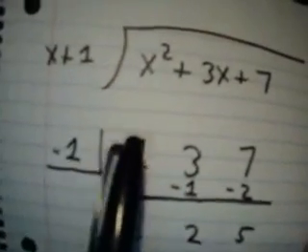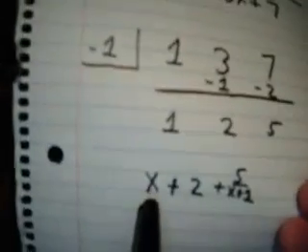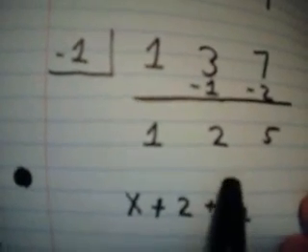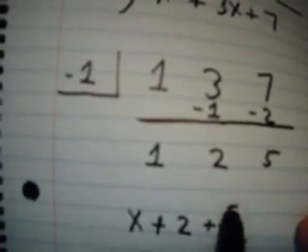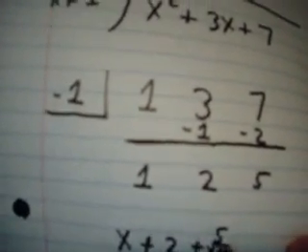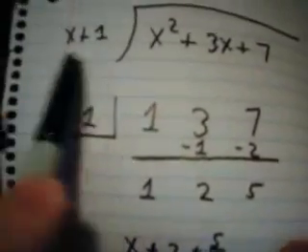Now, I know that this was the coefficient for x squared, but you're going to start with that as the coefficient of x. So, it's actually going to be 1x plus 2 plus 5 over x plus 1. This is a fraction here. 5 becomes your numerator, and x plus 1 becomes your denominator, and you can see it right up here. So, the answer to dividing all of this by x plus 1 is this answer right here, x plus 2 plus 5 over x plus 1.